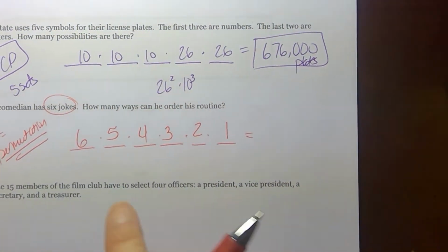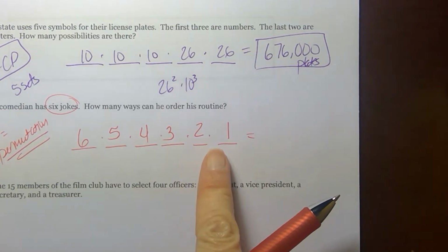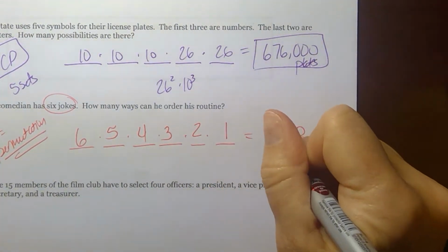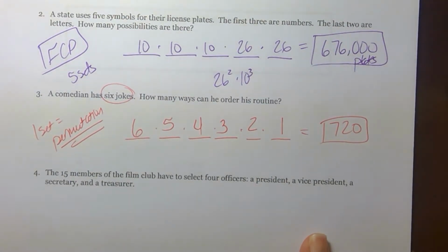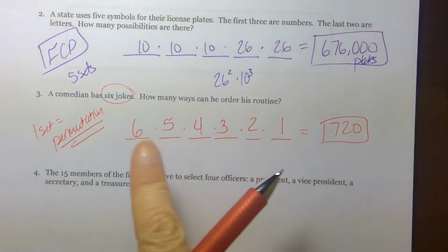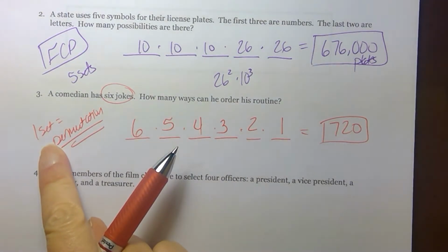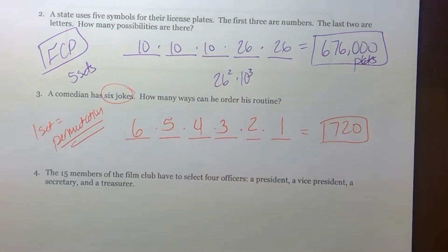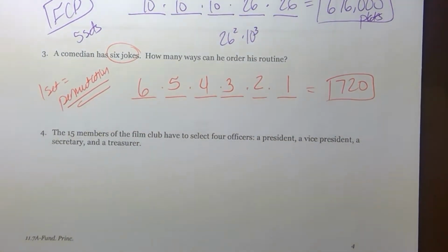So I need to multiply 6 times 5 times 4 times 3 times 2 times 1. That gives me 720 possible arrangements of those 6 jokes. It's a permutation, an ordered arrangement, because I only have one set to pick from. Each time I pick something, that means there's one less thing to choose the next time around.